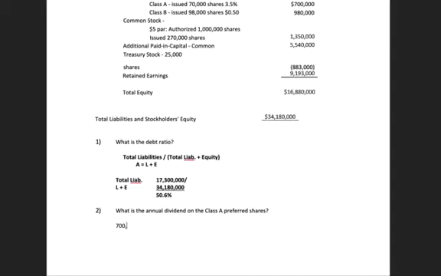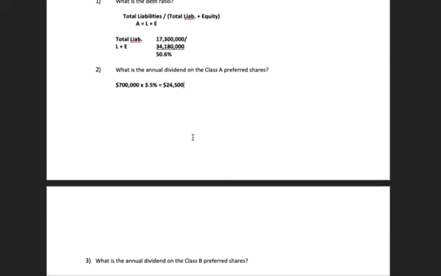So we're just going to take the total dollar amount of the shares here. That's from up here, Class A, $700,000. And we're just going to multiply that by the set dividend percentage of 3.5%. So pretty easy, and that's going to get you a value of $24,500. And that's going to be the value of the annual dividend on the Class A preferred shares.